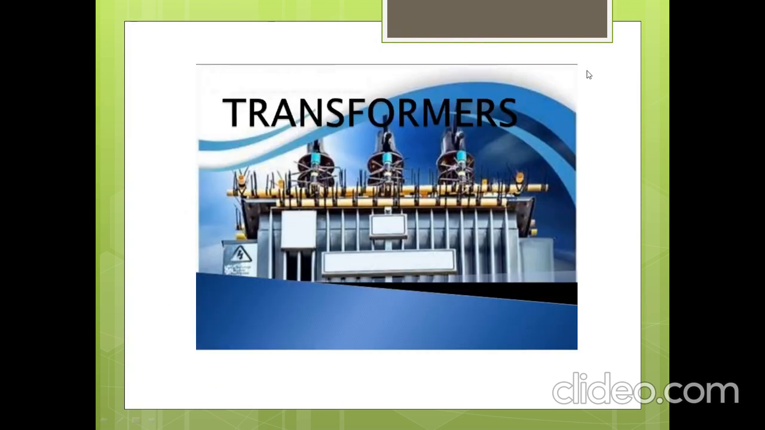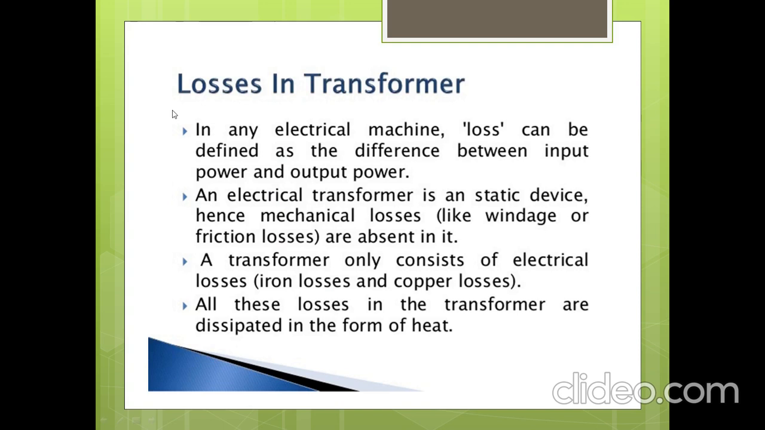So today's topic is transformers. We will see the losses of transformers. In any electrical machine, loss can be defined as the difference between input power and output power, and an electrical transformer is a static device, hence mechanical losses like windage or friction losses are absent in it. A transformer only consists of electrical losses, for example iron losses and copper losses. All these losses in the transformer are dissipated in the form of heat.